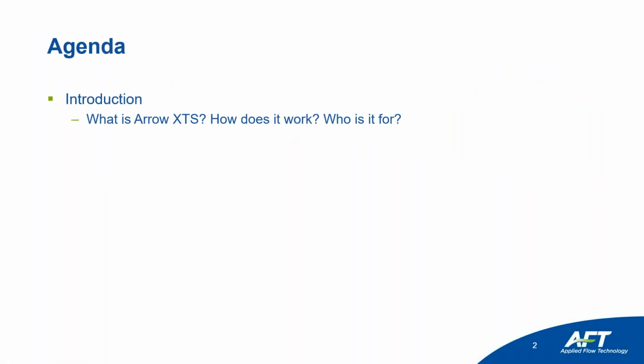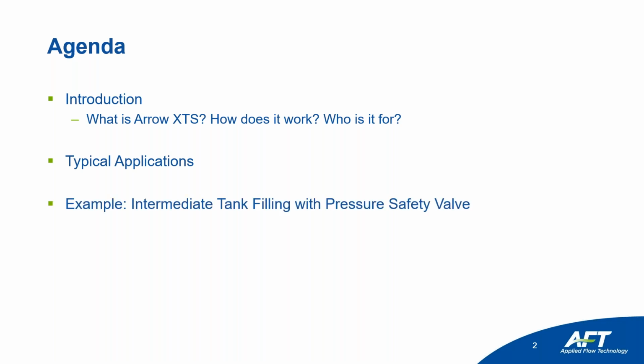We have a few different topics that we're going to cover. Again, this is an introduction, so we'll start with what is Arrow XTS. XTS, again, standing for Extended Time Simulation. We can just think of it as transient analysis within AFT Arrow. How does that transient analysis module work? And then who is it for and what can you use it for? We'll look at quite a few different typical applications, one of which we'll cover in an example. We'll look at filling an intermediate tank, and we'll look at how you can specify a pressure safety valve and determine the event timing if there were an overpressure event.